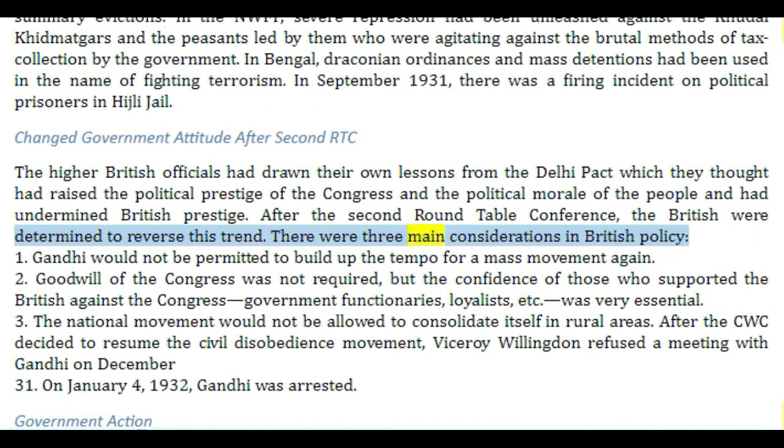There were 3 main considerations in British policy. 1. Gandhi would not be permitted to build up the tempo for a mass movement again. 2. Goodwill of the Congress was not required, but the confidence of those who supported the British against the Congress, government functionaries, loyalists, etc., was very essential. 3. The national movement would not be allowed to consolidate itself in rural areas.